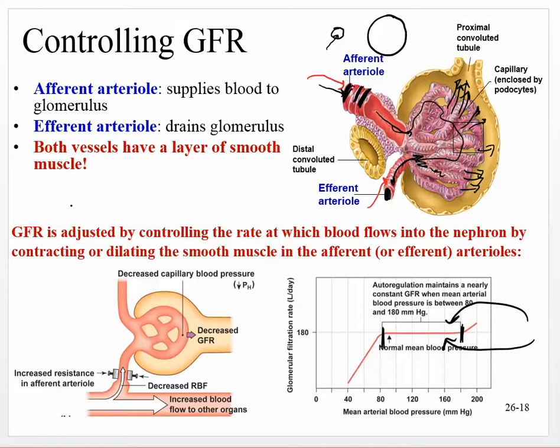And that's what this says. So remember that it's on both the afferent and the efferent. But that's what this says here: GFR is adjusted by controlling the rate at which blood flows into the nephron by contracting or dilating the smooth muscle in the afferent or the efferent arterioles. I have it in parentheses there.